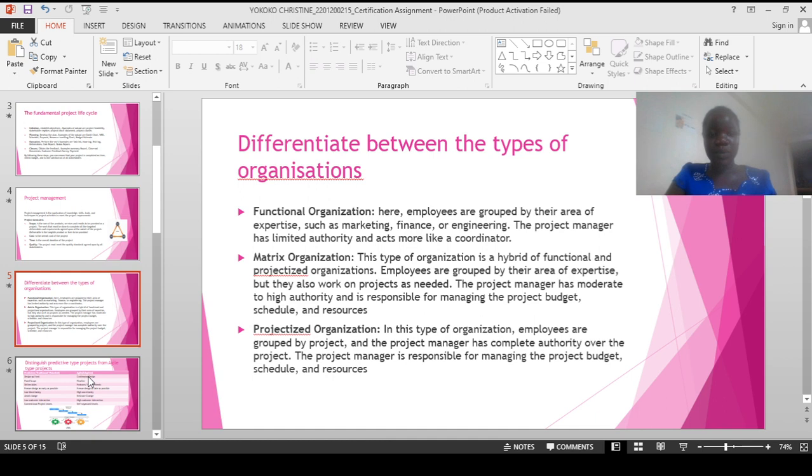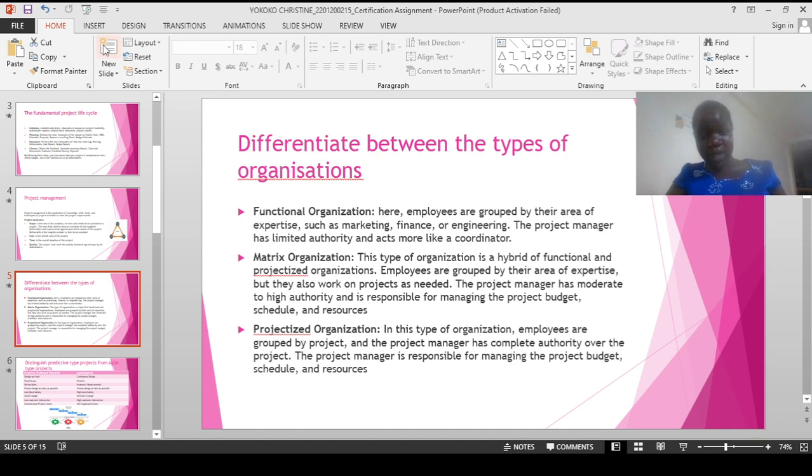And then we went further. We can also explain the different types of organization. There are three major types of organizations here. So we can look at the functional organization, matrix organization, projectized organization. Under functional organization, this is where the manager has limited authority and can act just like a coordinator. Under functional, limited authority. Then let's first move down to the projectized organization.